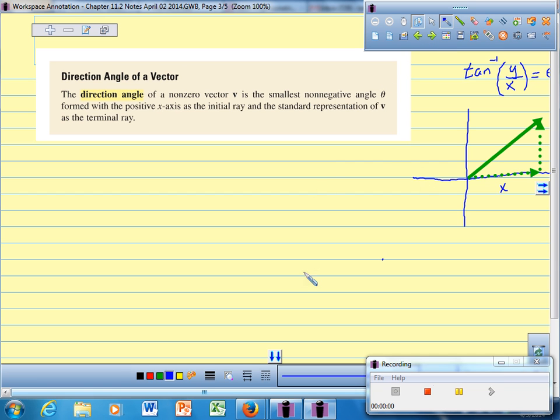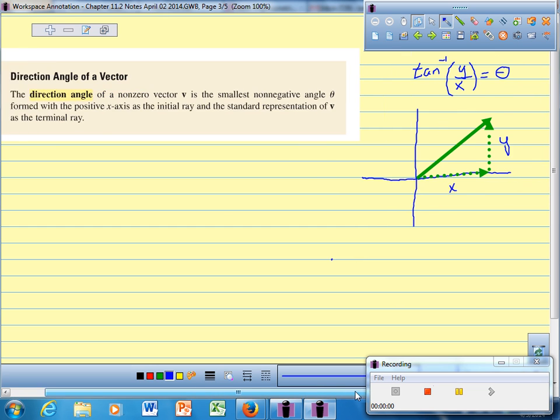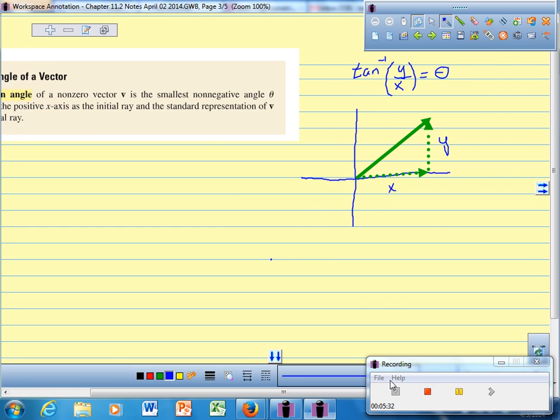The direction angle. Little reminder here that if I have a vector, I can always use right triangle trig to find the angle theta. Most often, I will use tan to get there because that uses a horizontal and a vertical. So we can use tan inverse of y over x to get our angle.